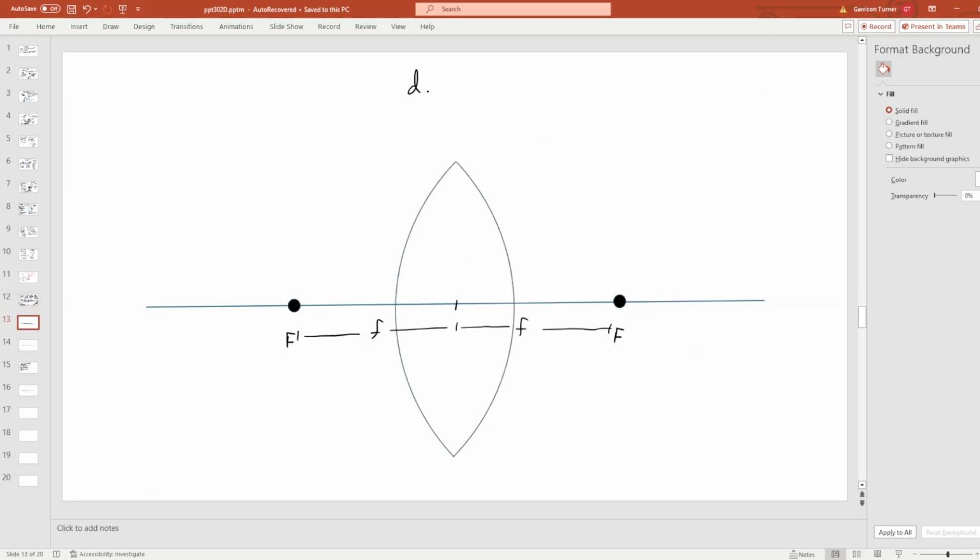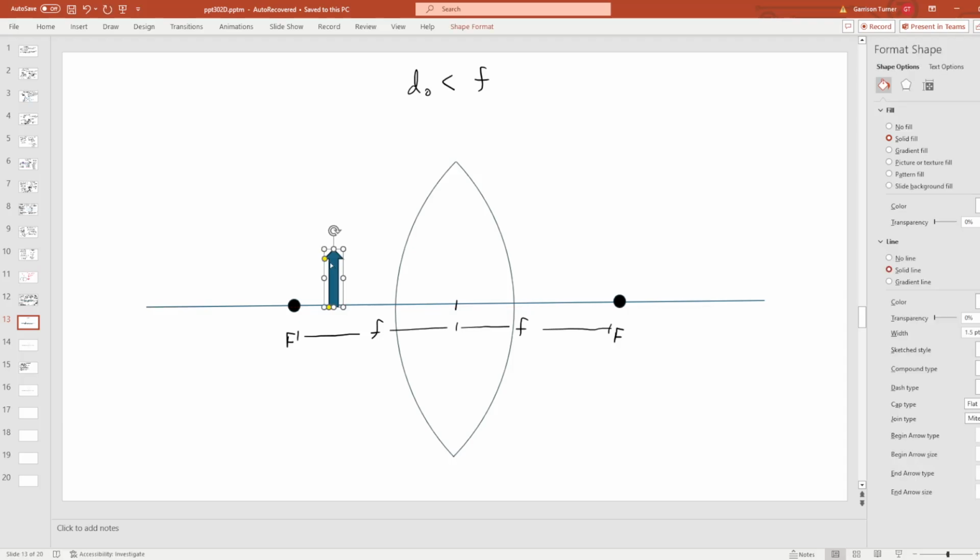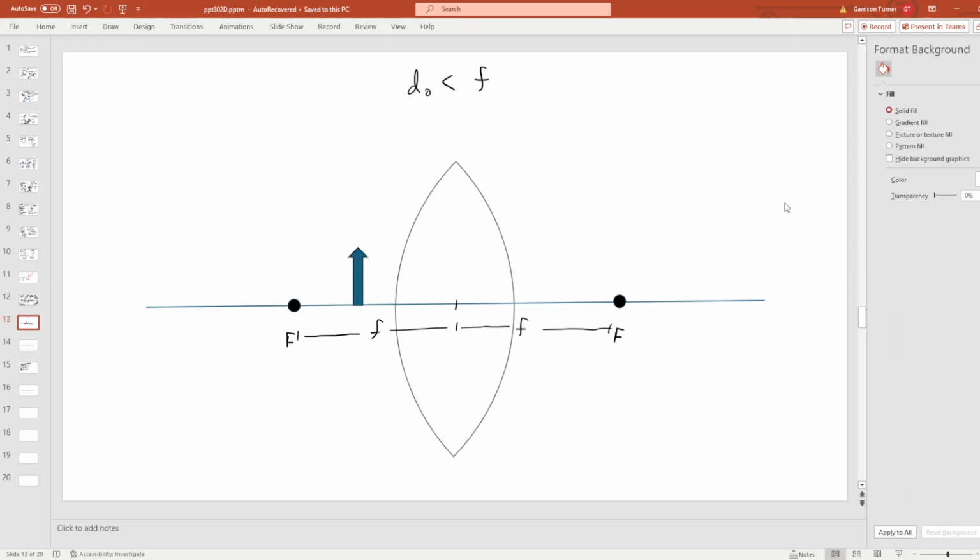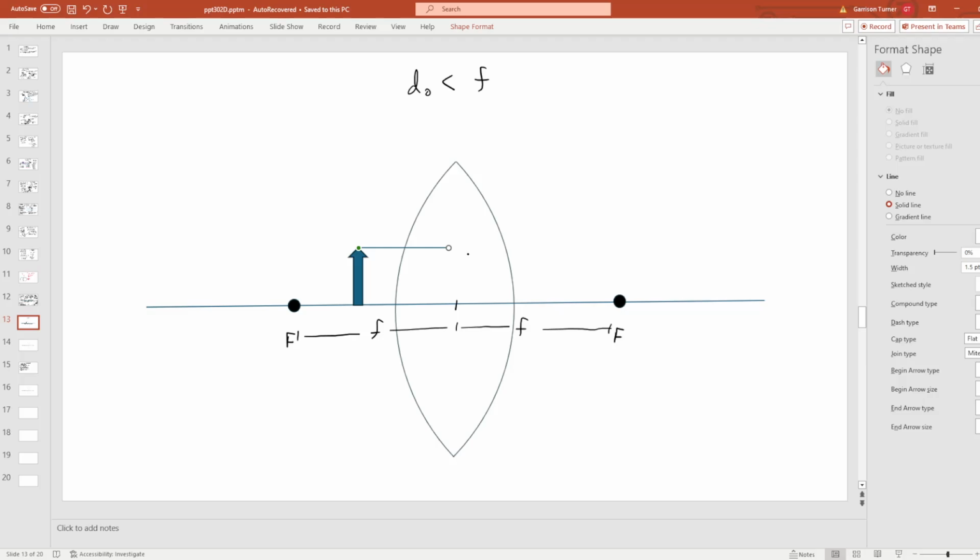But what about the situation where my object is less than my focal point, or my focal length rather? So what if we put an object right here? And actually, let's move it inward just a shade. Okay? So what happens here? Well, we look at the same rays. If I have a ray that's parallel to the optical axis, it will then be refracted through the focal point on the other side. And let's just make this a shade longer. There we go. And let's make it orange as before.